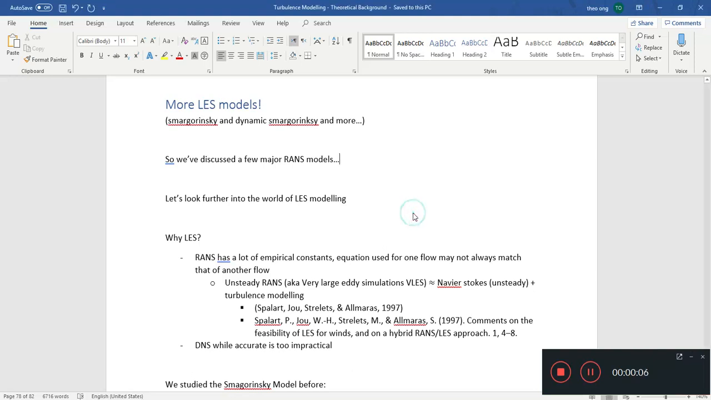It's a continuation of turbulence modeling, and we are going to talk more about the theoretical background behind some of the LES models in continuation, so that we can have a more comprehensive review of the turbulence models used in many CFD codes, such as OpenFOAM. So in the last video, we were talking about several of the Reynolds average Navier Stokes models. For example, K-epsilon.